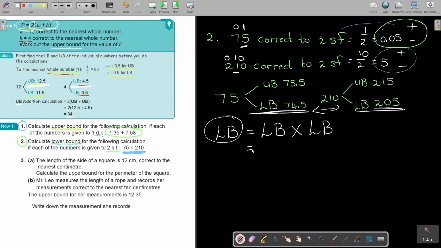So then, it's going to be 74.5 multiplied by 205. And if I do that calculation, I'm going to get 15272.5, and do not approximate it because it's in limits of accuracy, just leave it unapproximated.